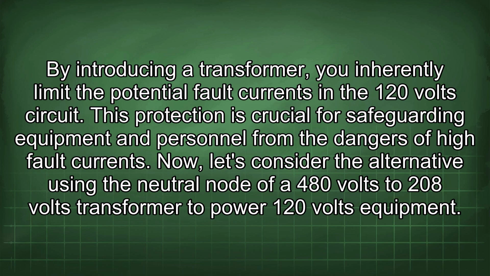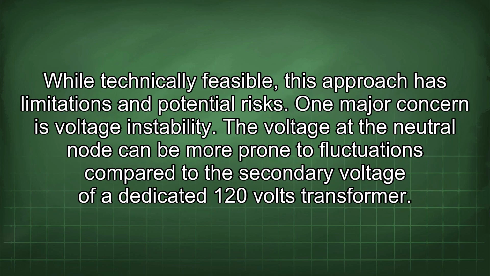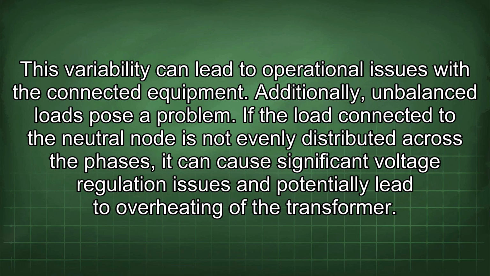Now let's consider the alternative: using the neutral node of a 480 volts to 208 volts transformer to power 120 volts equipment. While technically feasible, this approach has limitations and potential risks. One major concern is voltage instability. The voltage at the neutral node can be more prone to fluctuations compared to the secondary voltage of a dedicated 120 volts transformer. This variability can lead to operational issues with the connected equipment.